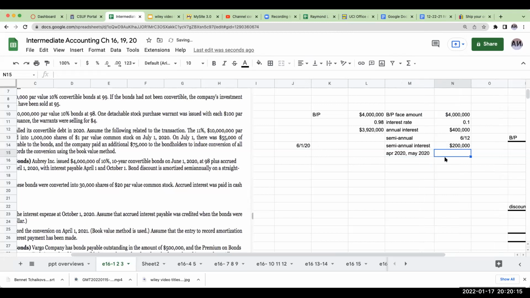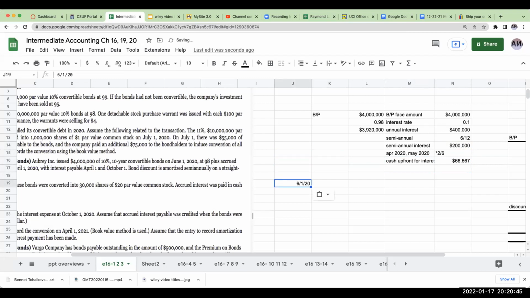Because they're buying the bond within interest dates, I'm going to go ahead and multiply this by 2.6. So my cash up front for interest is going to be 200,000 times 2.6, and we're going to get that nice satanic number. Well, almost satanic. We've got four 6s instead of three.